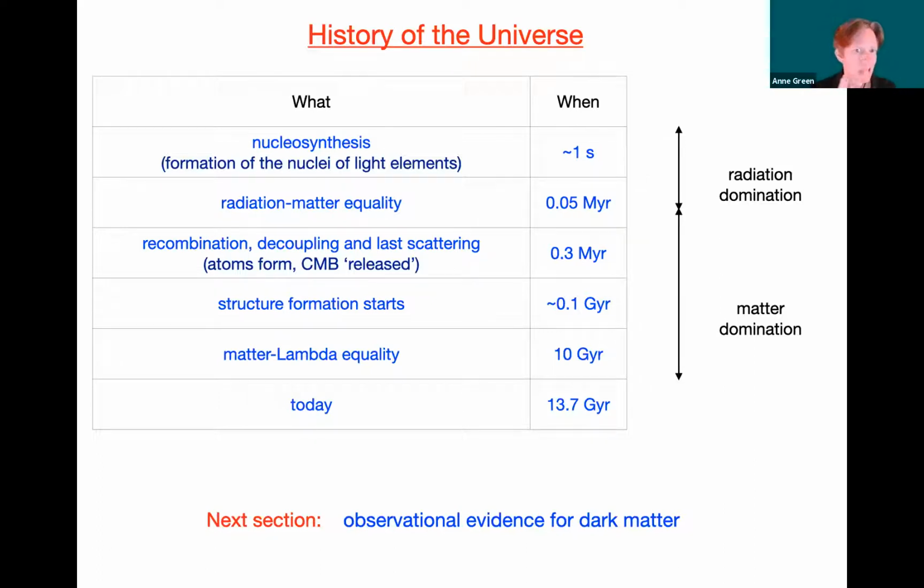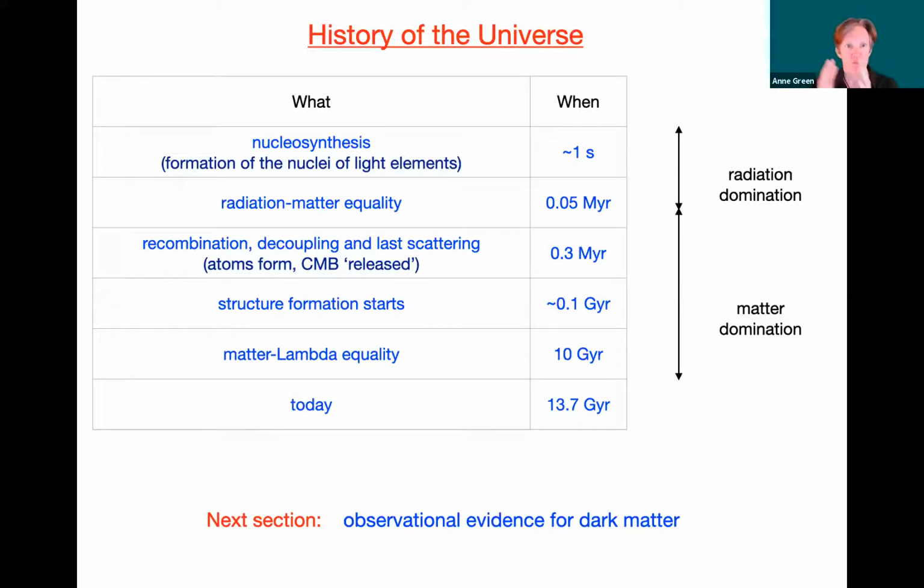And we haven't really gone into detail about this, but just to give you a sort of hand-wavy idea of things, structure formation starts about 0.1 gigayears after the Big Bang. So this will be when the first small dark matter halos start to form, and then bigger things form via their merger and accretion. And we'll look more at that tomorrow.